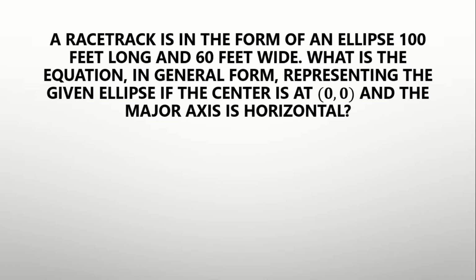So take note of the given. We're talking about an ellipse. The major axis is horizontal, meaning the major axis is the 2a. Then the center is at the origin because it is at (0, 0). And we will be the one to find the general form. And the 100 feet long here is the major axis, and then 60 feet wide.